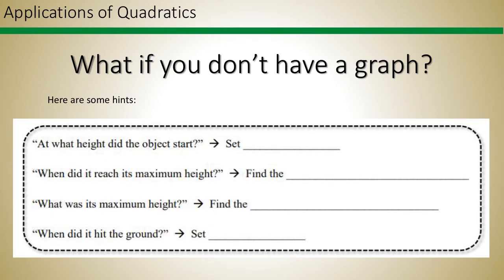But sometimes we're not going to have that graph. So if we're just given an equation and we have to find characteristics of something, here are some hints to help us. If I'm asked the question, at what height did the object start? Okay, that is the y-axis. Everything starts on the y-axis, okay? So what we're going to do is set x equal to 0 and solve this thing. And that's going to tell us what our original height is.